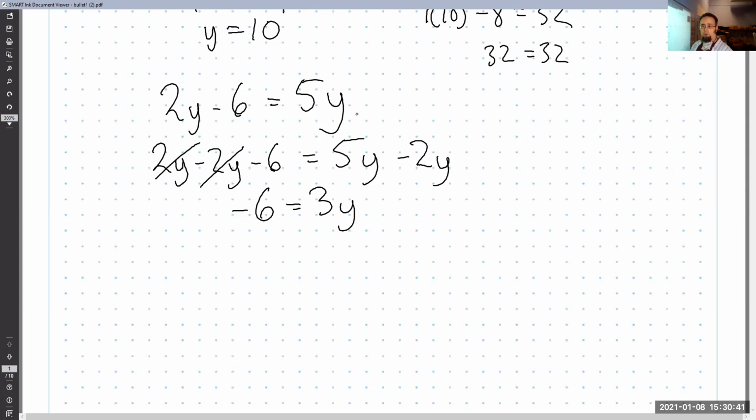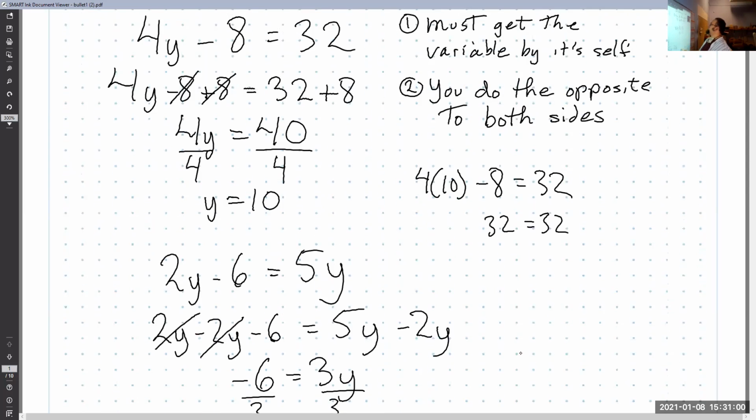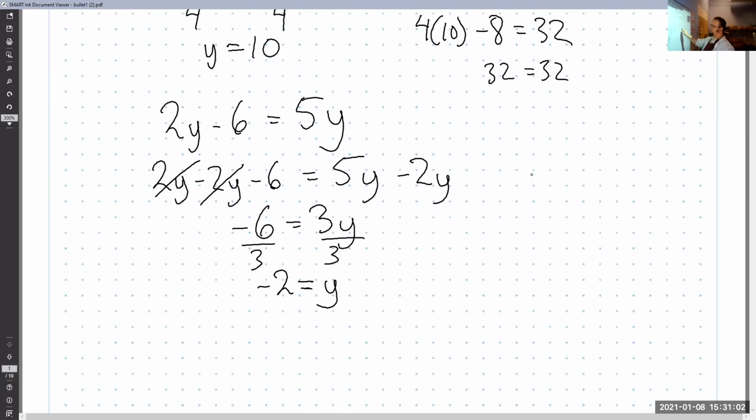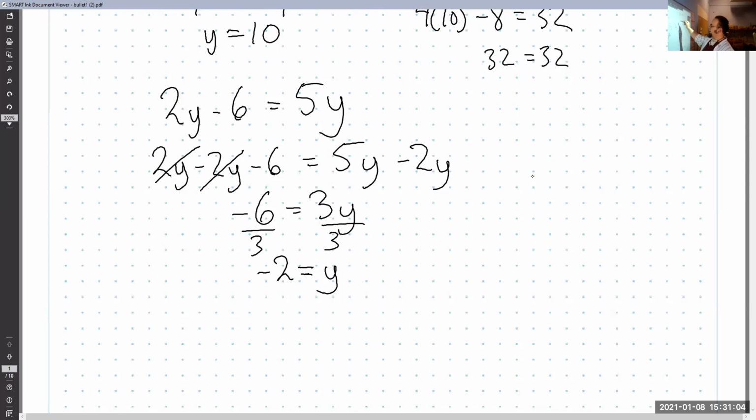Now we're left having 3y as multiplication. The opposite is division, so we're going to divide both sides by 3, and we end up with y is equal to negative 2. And there we go. Same idea as we did the first time: we must get the variable by itself. Here we got all the variables on the left side, and we got the constants on the right side.